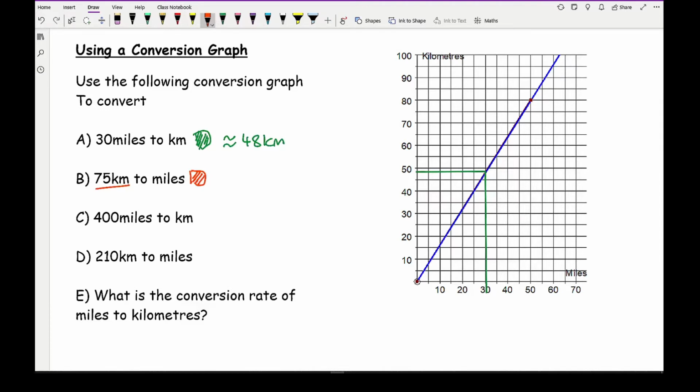For the next one, which I'm going to do in orange, we're looking at 75 kilometers. So I'm going to find 75, which is here. I'm then going to draw a horizontal line, and as soon as it hits the line I then need to project downwards, and again I strongly recommend you use the ruler to do this, and you would read off that value there, which I would say is approximately 47 kilometers.